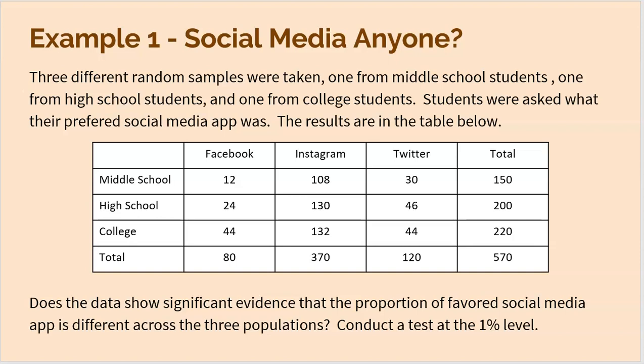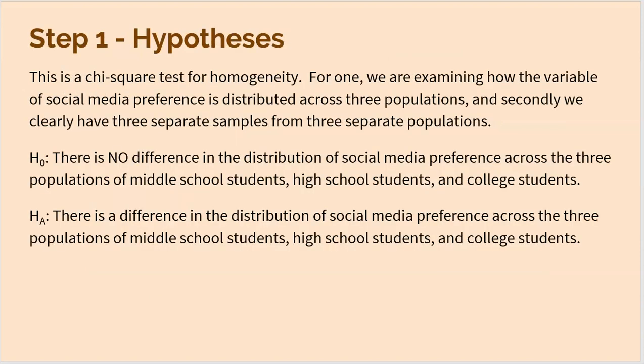So one example that we looked at last video, that we started in the setting up section, was, is there evidence of a difference in the proportion of favored social media across these different populations, or is it all the same? Yeah, the numbers might be a little bit different here, but essentially, are they the same? So we're going to conduct this at the 1% level. We already went through our hypotheses. The null is that there is no difference, and the alternative is that there is a difference. So make sure you have that good context there.